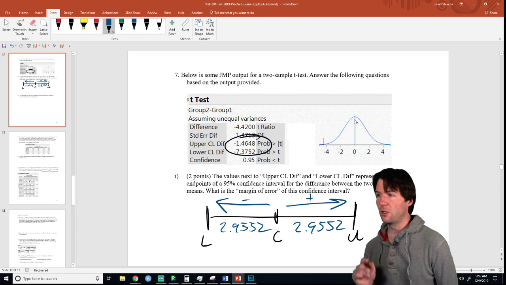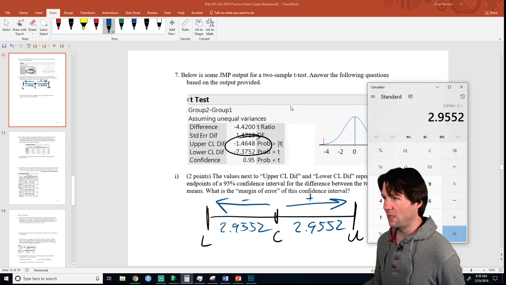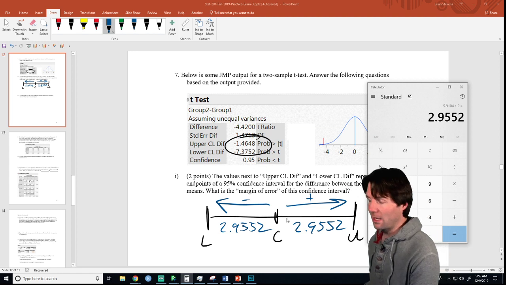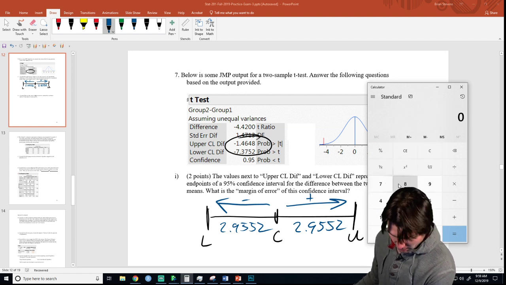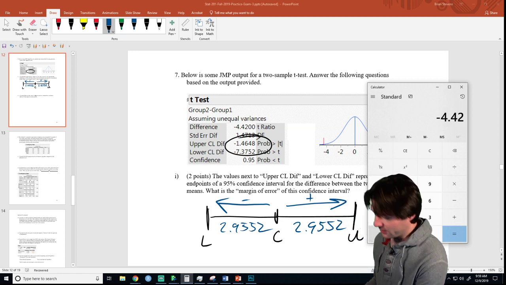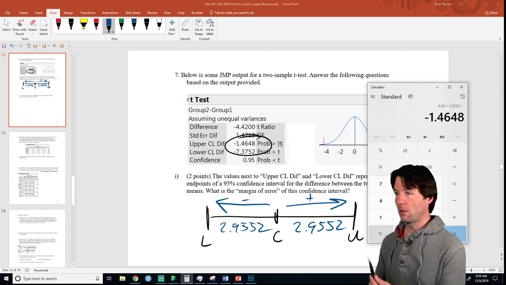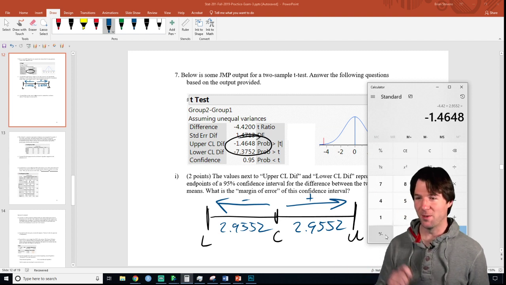Now you know you've done this correctly if you can take the number in the middle and add and subtract it. So let's see, the number in the middle is negative. We'll actually use the negative right here: 4.42, and let's actually use the negative. And now what I'm going to do is add to it, and now I get the lower interval.